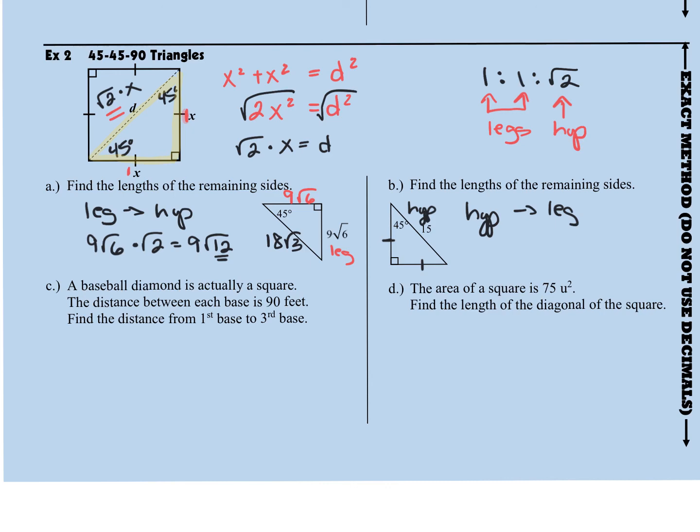So we're going to take our 15, divide it by the radical 2. And of course, we have to remember to rationalize. Can't leave that radical in the denominator. Multiply top and bottom by that. So our legs, both of them, will be 15 radical 2 all over 2.